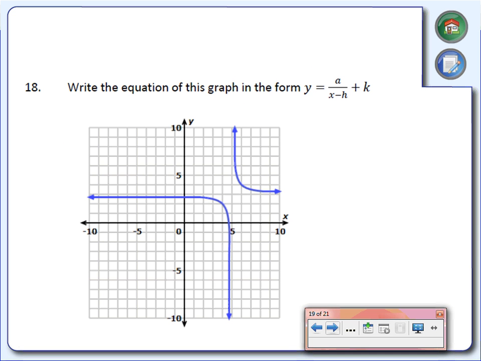Number 18, we want to know what's the equation of this graph here. In order to find the equation of the graph, you're going to need to know the vertical and the horizontal asymptotes. A is just 1. There is no stretching or compressing here. X, what? Minus 5. That's because of this vertical asymptote. It's at negative 5. And then plus 3. That's because of this horizontal asymptote, from moving the graph up 3. So there's the equation for this graph.